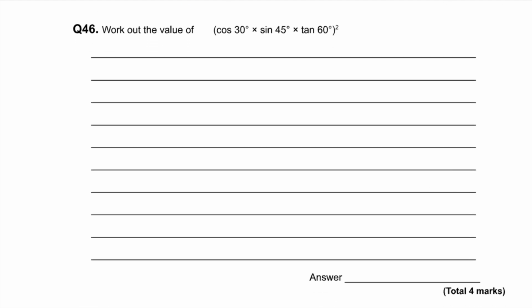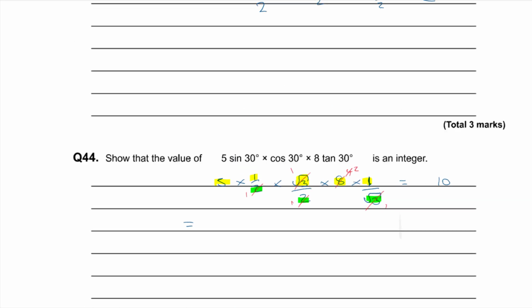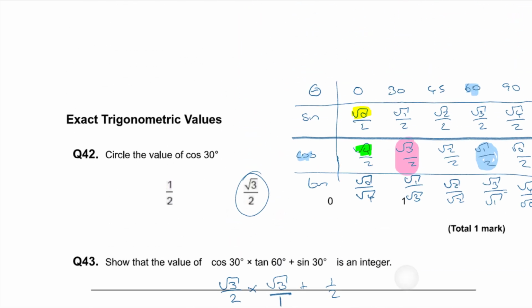Work out the value of cos 30 times the sine of 45 times the tan of 60 all squared. Okay, so I can remember cos 30 is root 3 over 2. Sine 45 was, what was the sine of 45? That was root 2 over 2.